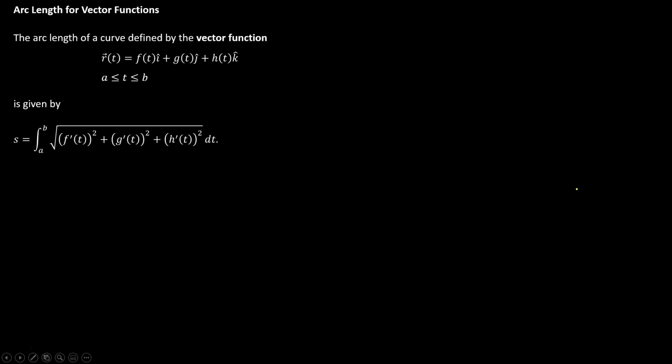Now, a curve that's defined in 3D would have 3 component functions, something like f in the i hat component, g in the j hat component, h in the k hat component, and we can still ask the question, how long is the arc length of the curve defined by that vector function between the parameters t equals a and t equals b? And the formula for arc length is very similar here. It does require each of the component functions' derivatives to be squared, added together, square rooted, and then integrated between the 2 parameters a and b.